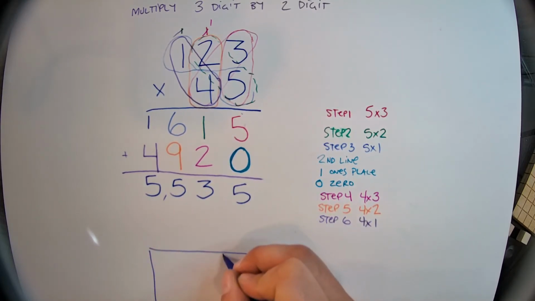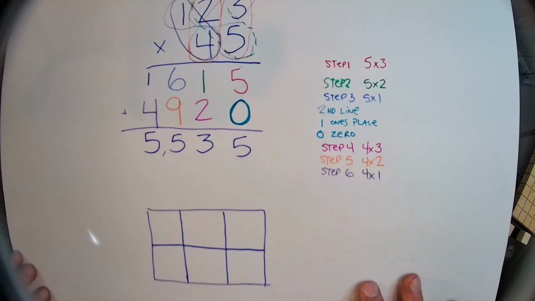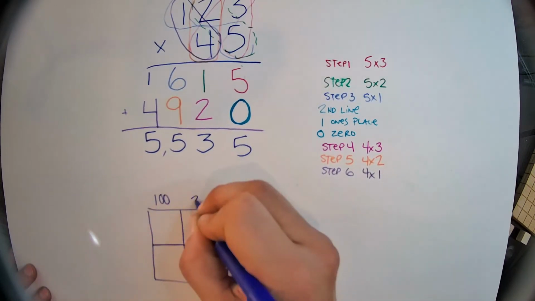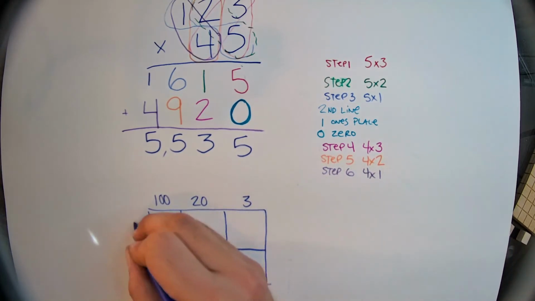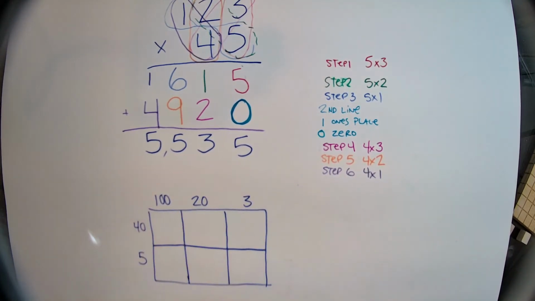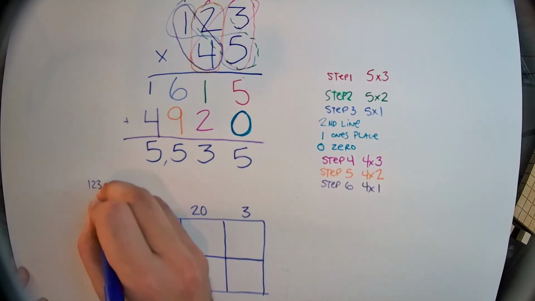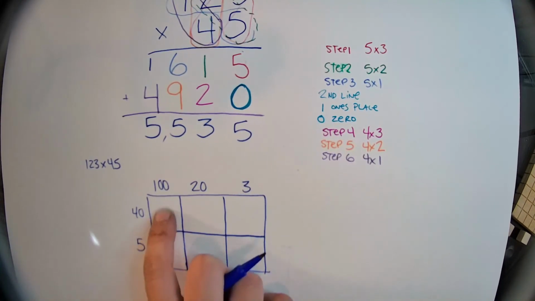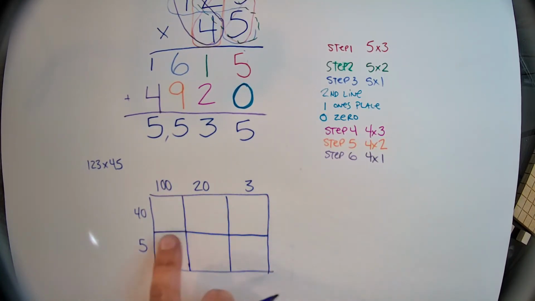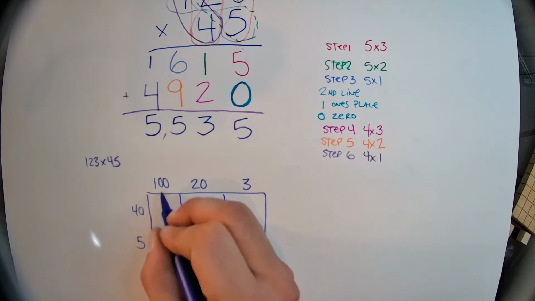All right, so the box method, remember, you're going to need to separate it into its individual place values. Okay, so the number 123 is 100 plus 20 plus 3. And then the number 45 is 40 plus 5. So if we were solving this same problem, 123 times 45, in the box method, we would separate it into the hundreds place, the tens place, and the ones place, and the tens place and the ones place.